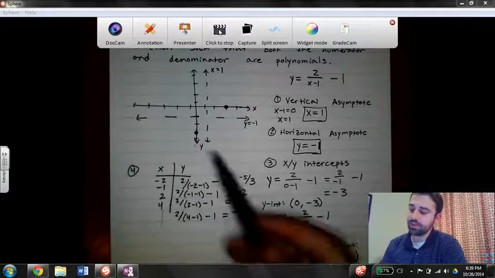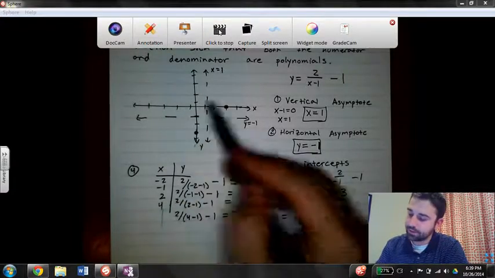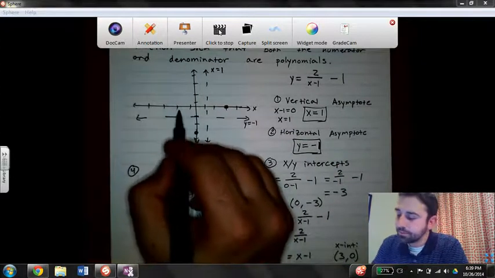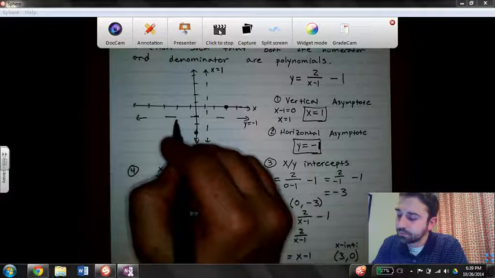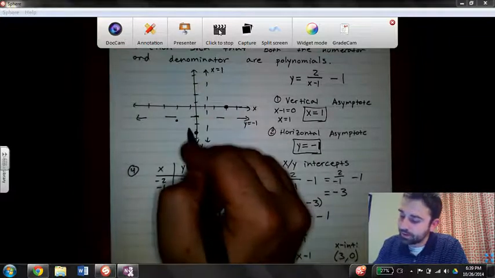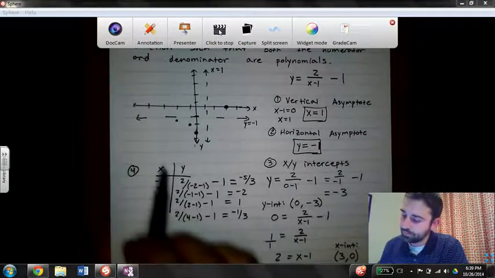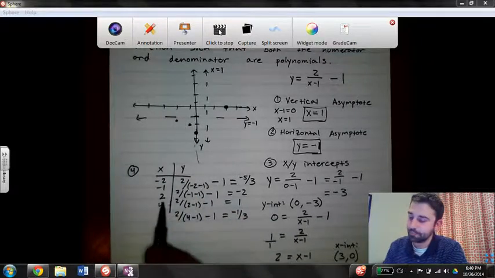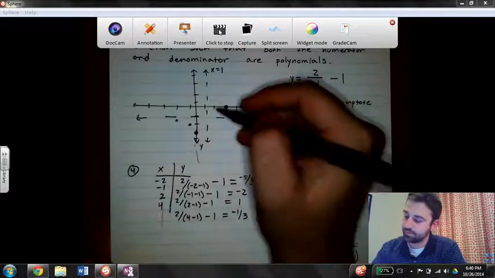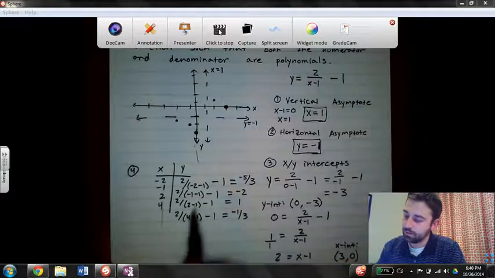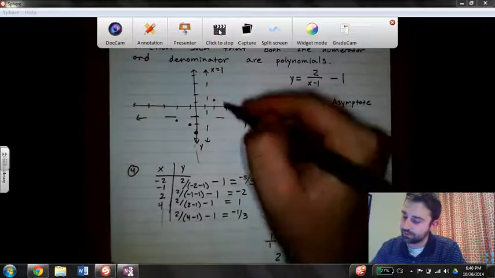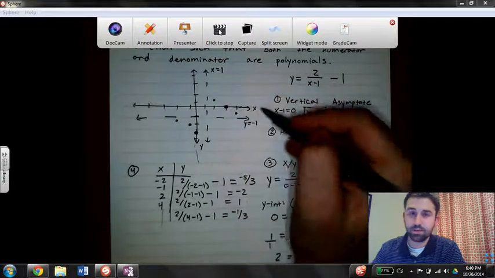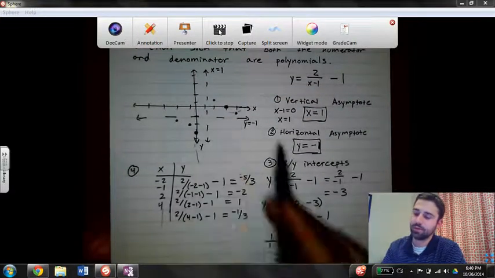And so I'm going to plot these points. At -2, I have the value -5/3. And then at -1, I have the value -2. You can kind of see the curvature of this branch here. And then at 2, I have the value 1. And at 4, I have the value -1/3. Once again, you can kind of see the curvature of this second branch.